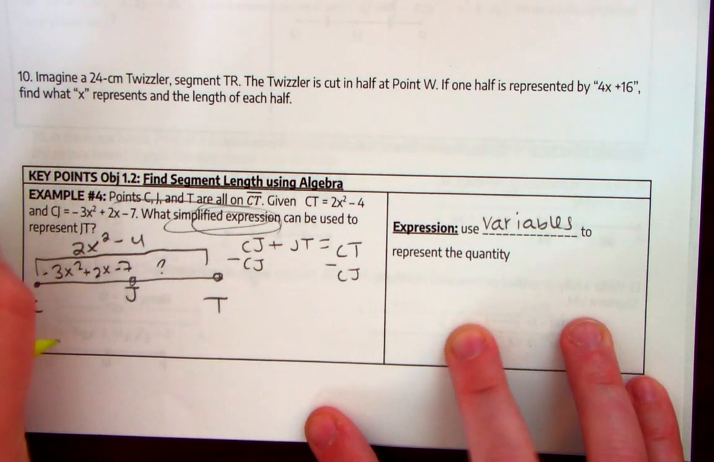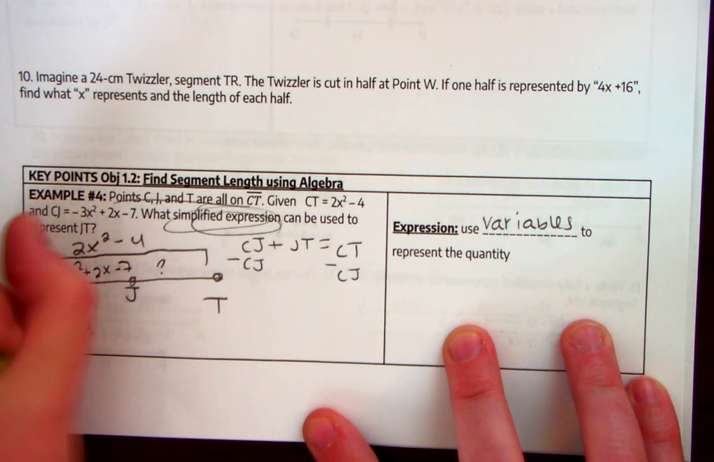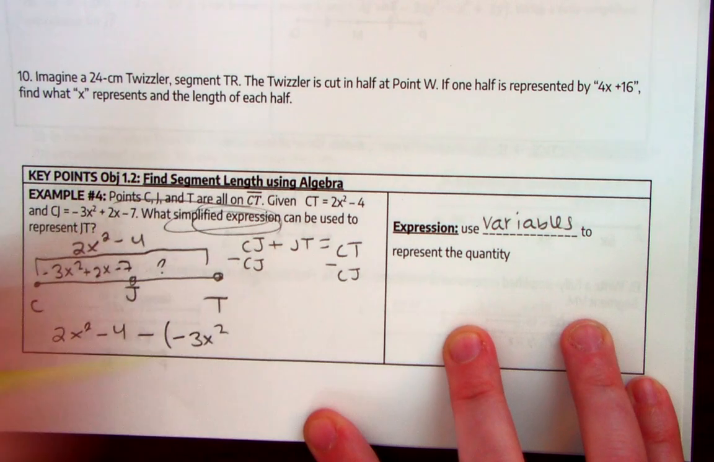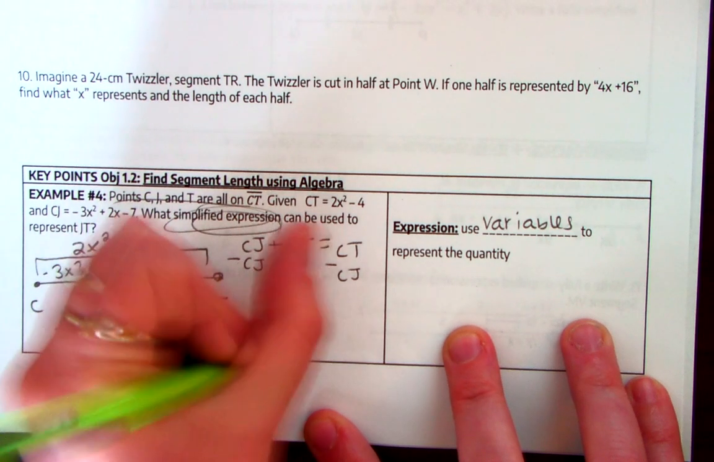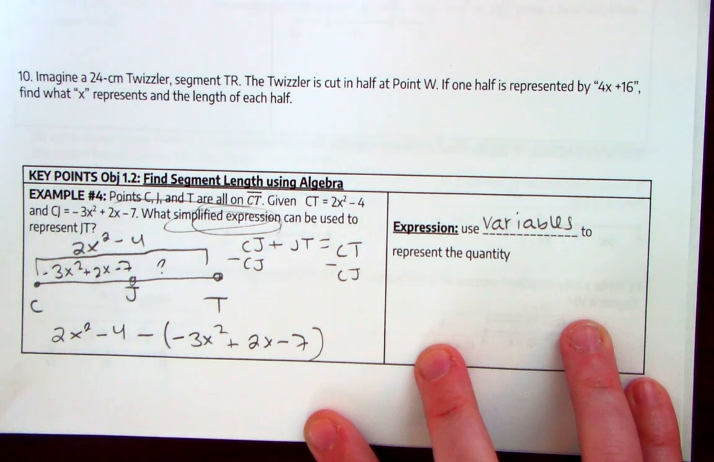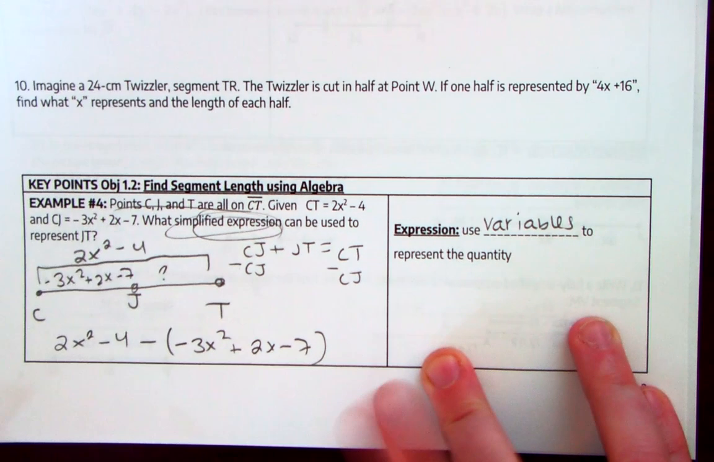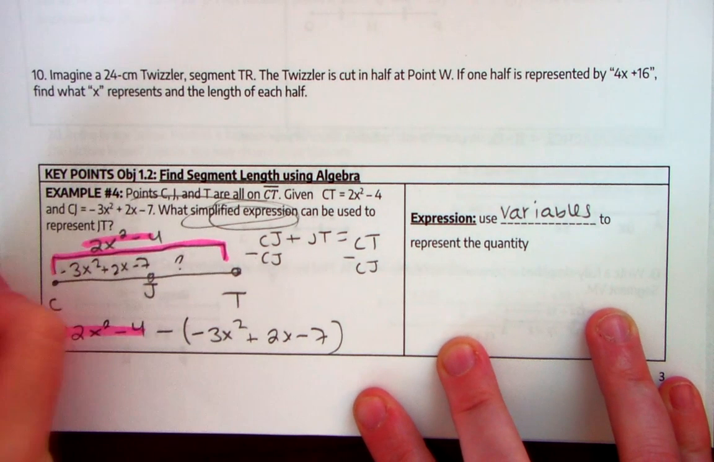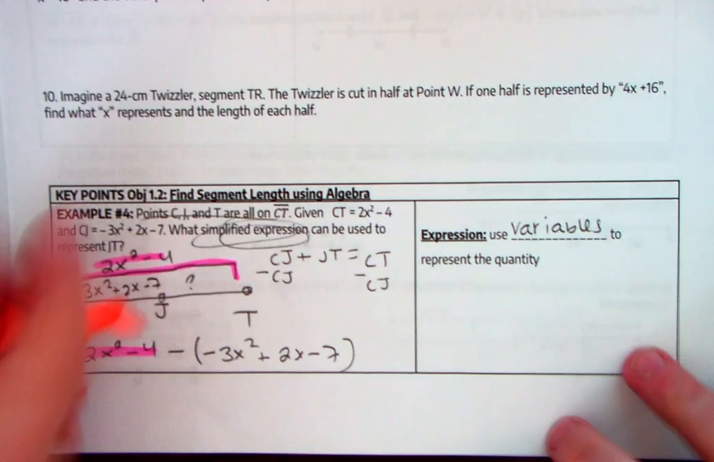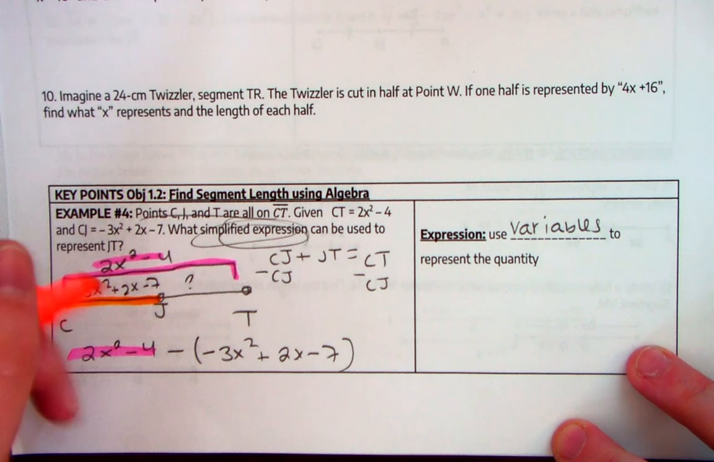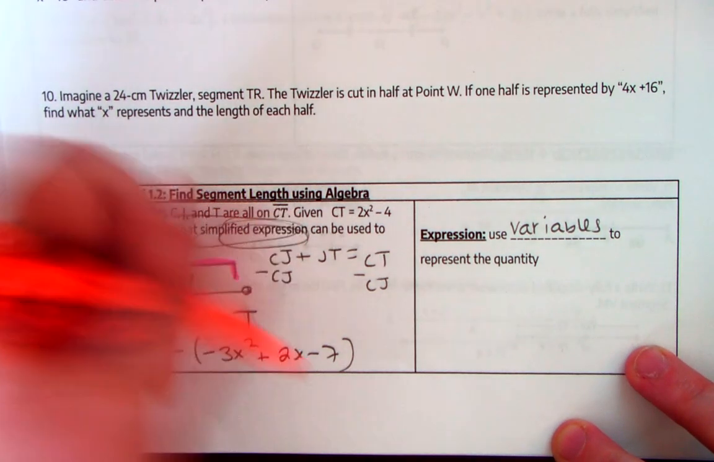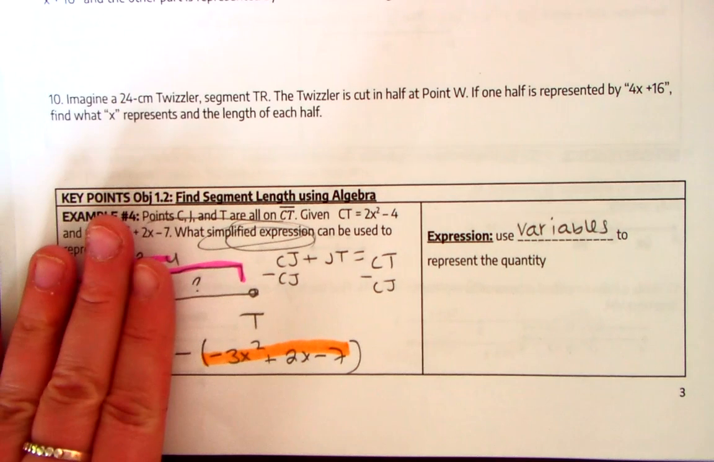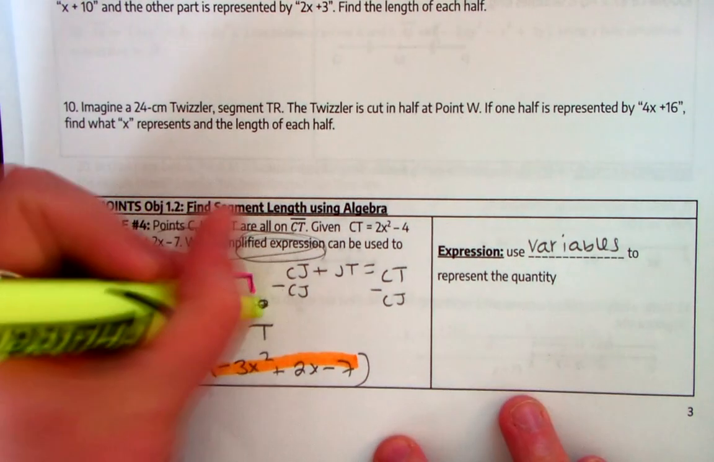I need to do CT, which is 2x squared minus 4, minus CJ, which is negative 3x squared plus 2x minus 7. And then I'm going to simplify my thing. Here, I'm going to do some color coding to help you see that. CT is this big expression here, right? The whole length. If I take away from the pink length the orange length, which is CJ, I'm going to be left with whatever JT is.